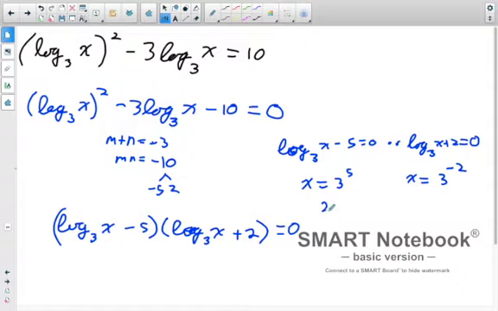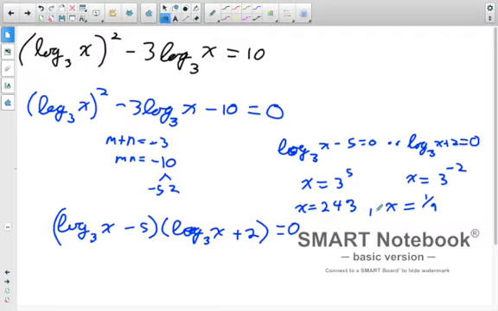So we have 243 over here for my x. And over here for my second one, I have x equals 3 to the negative 2 power, which is really just x equals 1/9. And here's my two possible answers. We can try them out.